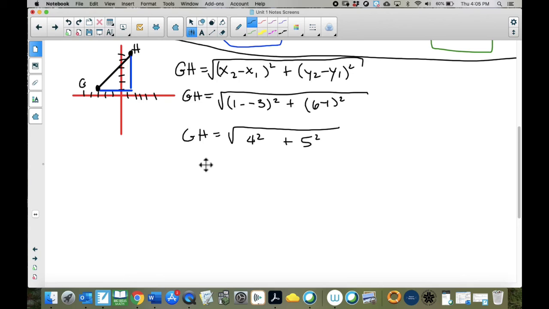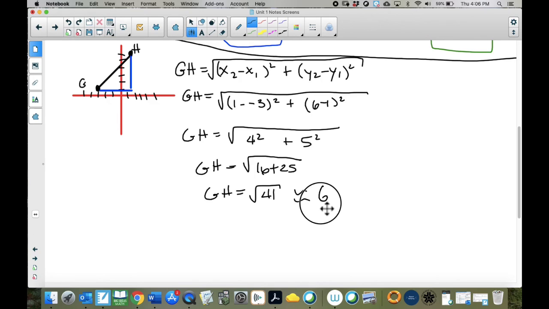I need to square those. So 4 squared is 16, 5 squared is 25. I add those together. I need my calculator. I add those together, I get 41. On my calculator, I need to get a square root of 41. It's going to be a decimal. So I made wavy lines, which means approximately equal to, and I'm going to say approximately equal to 6.4.